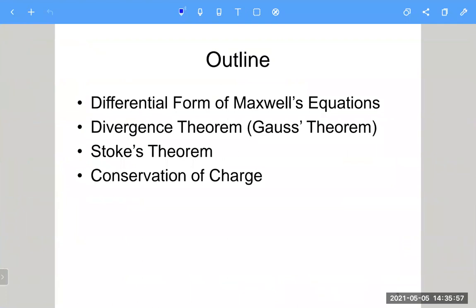This is an outline. I will introduce the differential form of the Maxwell equations. And in between, I will also introduce two theorems. The first one is called the divergence theorem, or you can also call it the Gauss theorem.